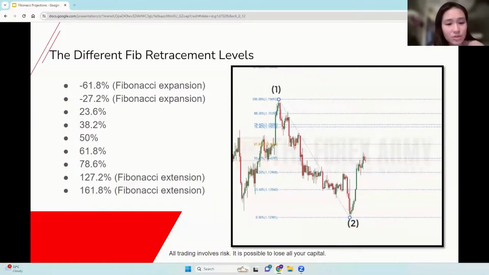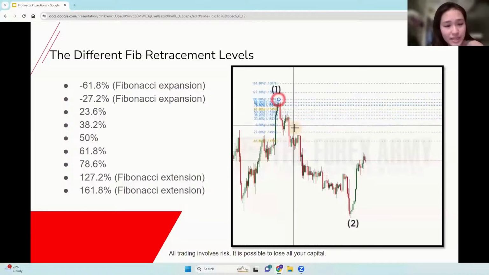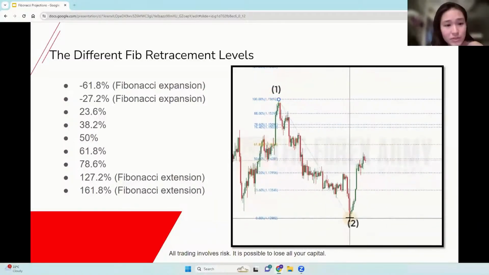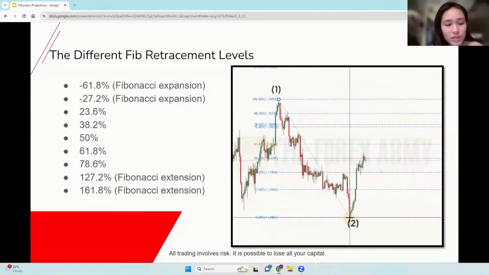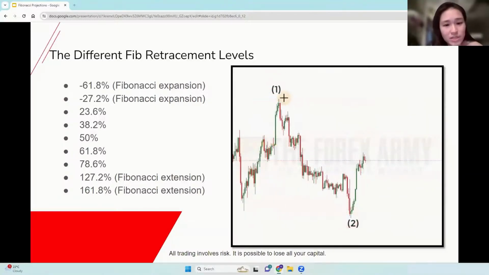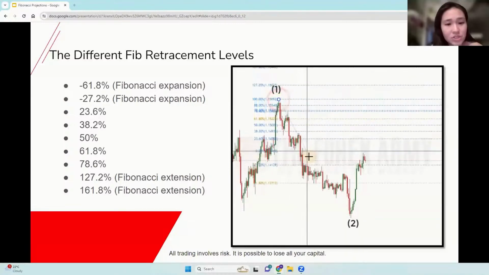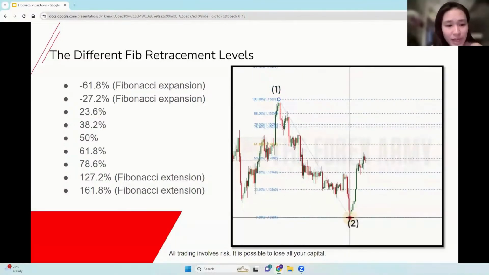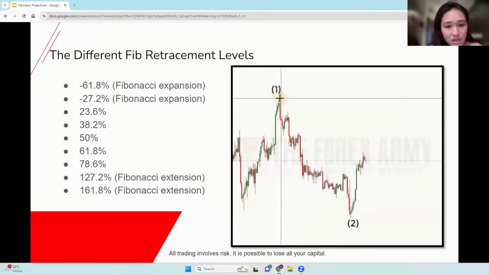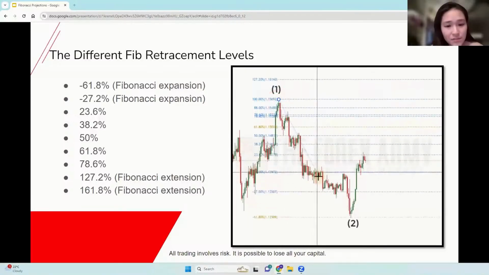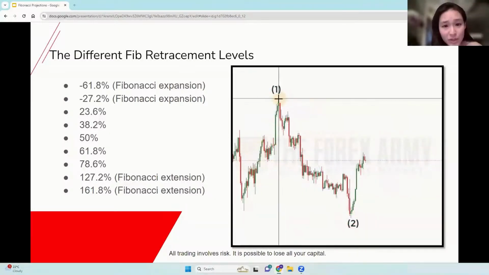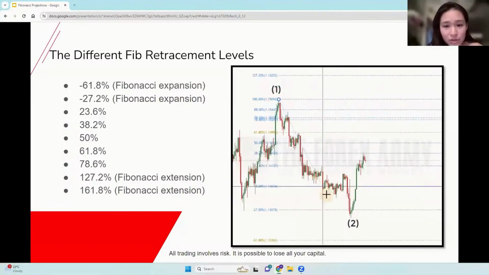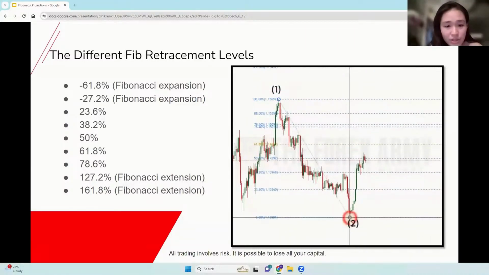But it can lead you to three types of Fibonacci techniques. Previously we talked about the expansions, which are the negatives, and the mid-range, 23.6 to 78.6, which are called the retracements. Those greater than 100% are the extensions. We went through these in our previous webinars, but if you'd like me to briefly go through them again, feel free to let me know in the chat.